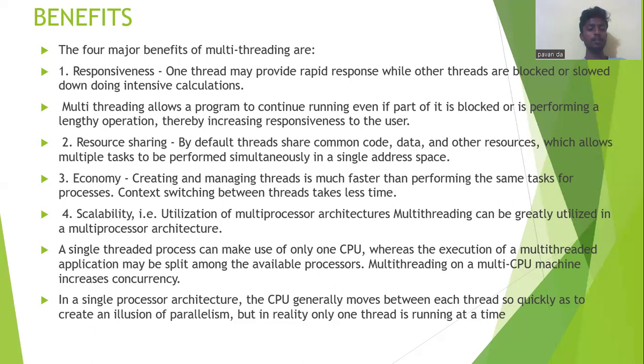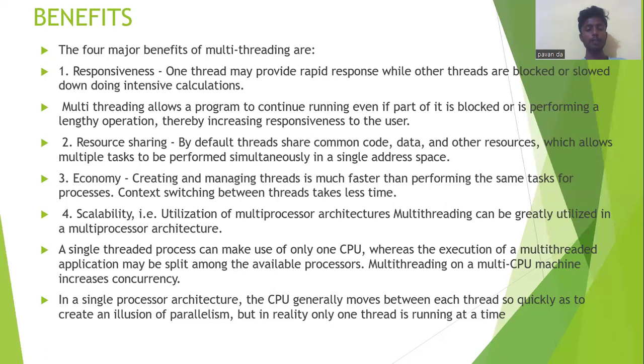Then the second one is resource sharing. By default, threads share common code, data, and other resources, which allows multiple tasks to be performed simultaneously in a single address space. Third, economy. Creating and managing threads is much faster than performing the same tasks for processes. Context switching between threads takes less time.